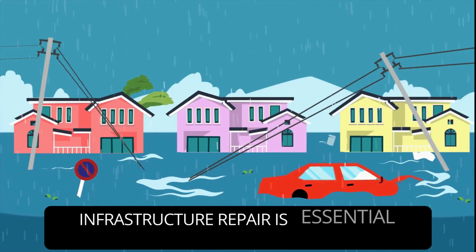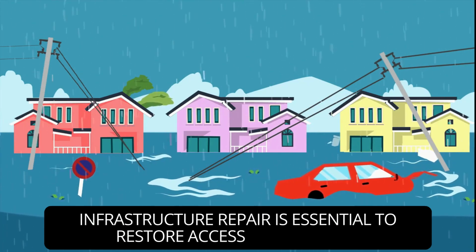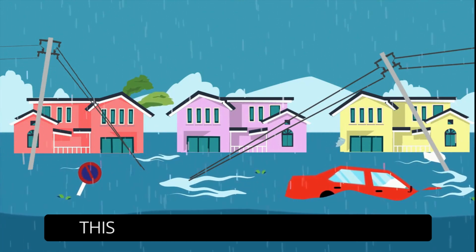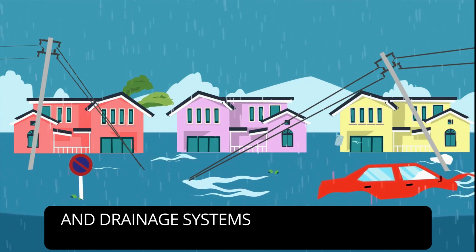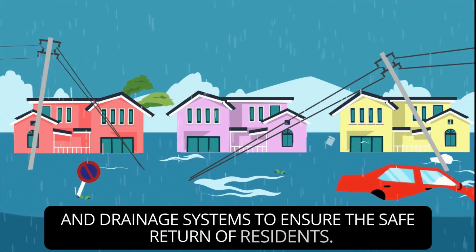Infrastructure repair is essential to restore access and utilities. This includes fixing roads, bridges, and drainage systems to ensure the safe return of residents.